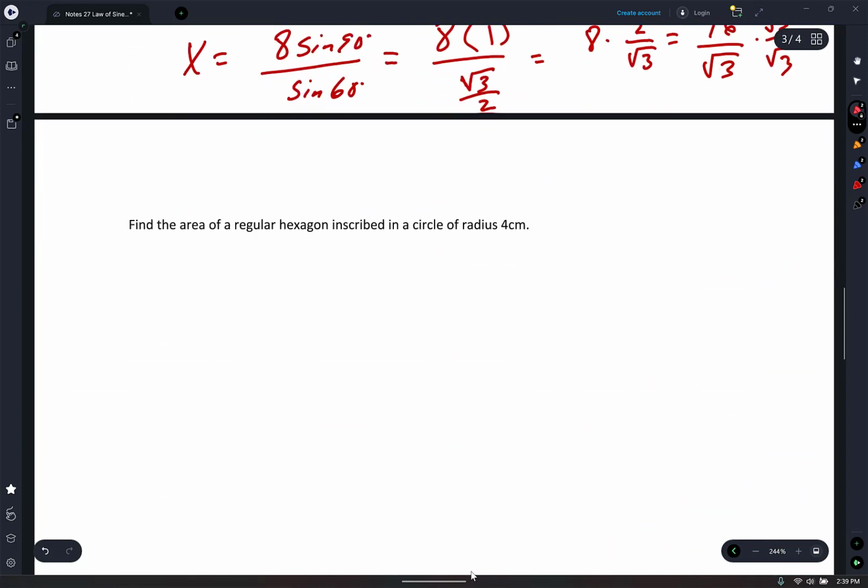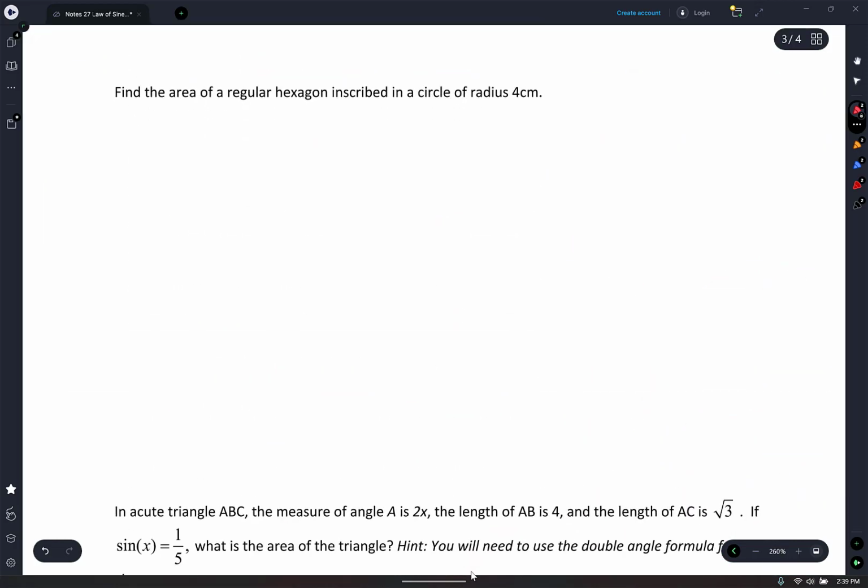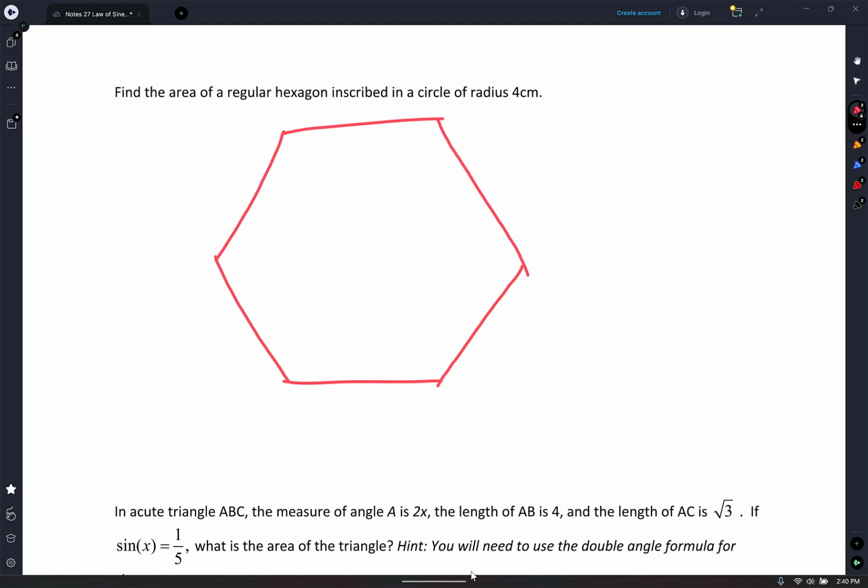Okay. All right. Look at this one. There's a perfect example. Find the area of a regular hexagon inscribed in a circle of radius 4 centimeters. How many sides does a hexagon have? 6. Here you go. I'm going to try to draw a regular hexagon. There it is. All right.